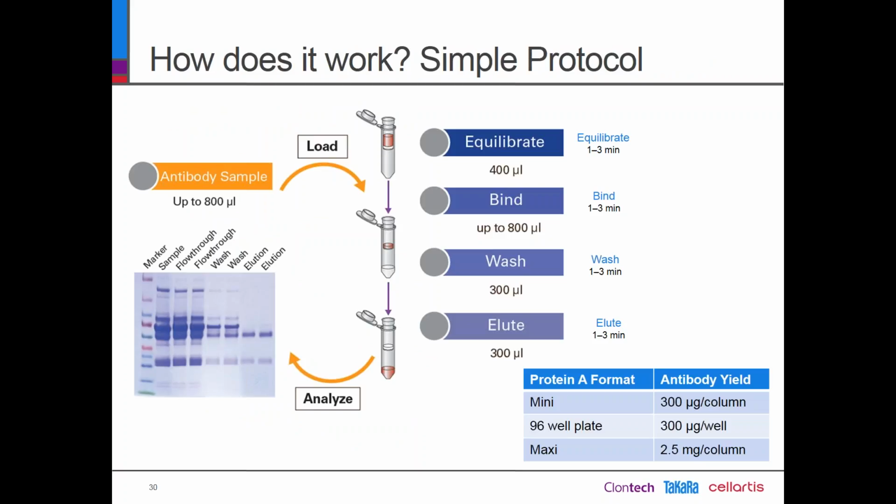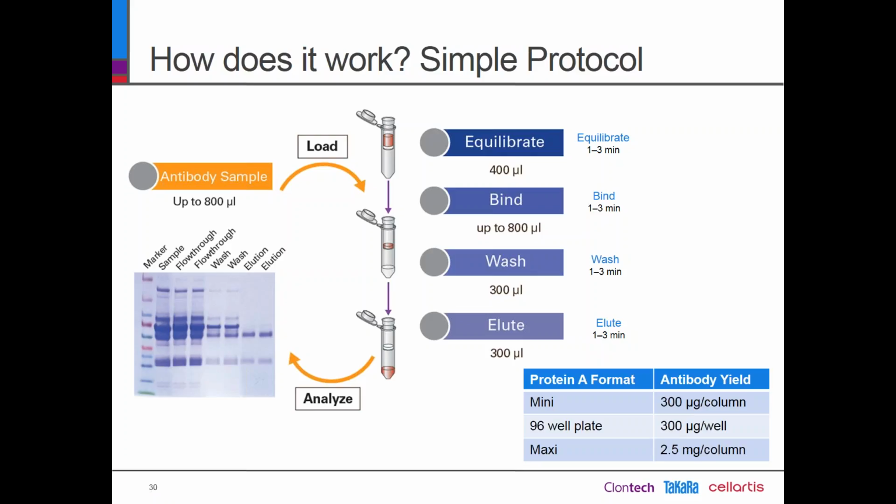The protocol also looks exactly the same. So again, we don't have to look at this too closely. It's exactly the same thing. Only that here, of course, you would load your antibody and not a protein lysate. In terms of yield, they are a bit different. For the mini prep, you can get 300 microgram of antibody per column. 96 well plates is the same. And the maxi, you can get up to 2.5 milligram of antibody per column.